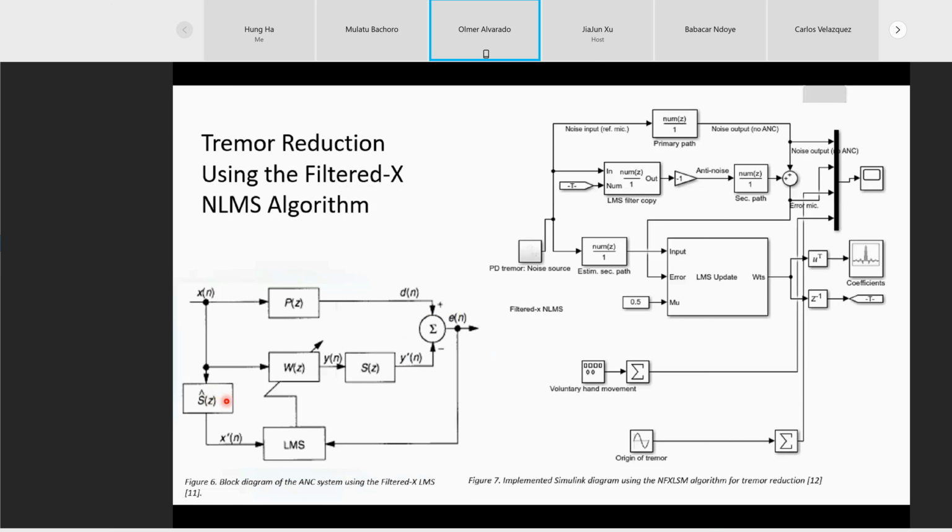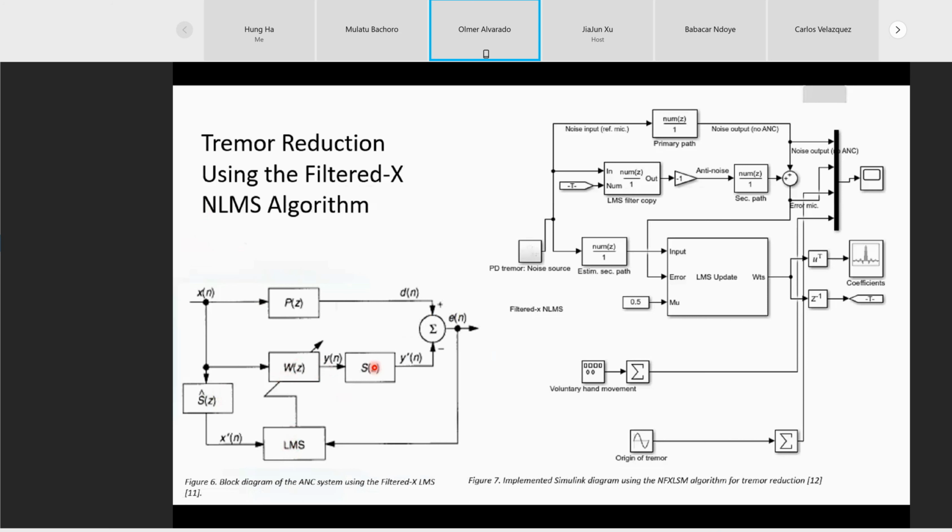The figure on the left hand side shows a diagram of the active noise control system using the filter X LMS. Here, X of Z is the reference signal that can be used as a primary path. The adaptive filter is added to estimate the primary path and also to minimize the error signal. The LMS algorithm controls this filter. So over time, the weight coefficients get updated.